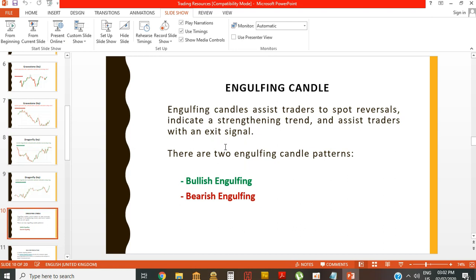Now back to engulfing. There are two types of engulfing. Remember, we did say that it also helps traders to spot reversals.